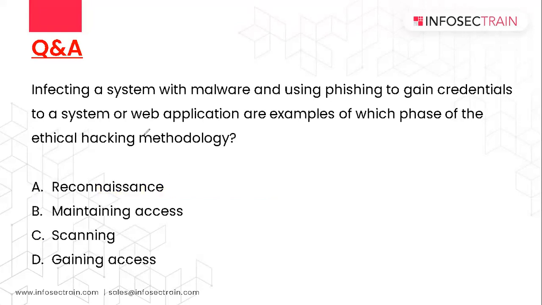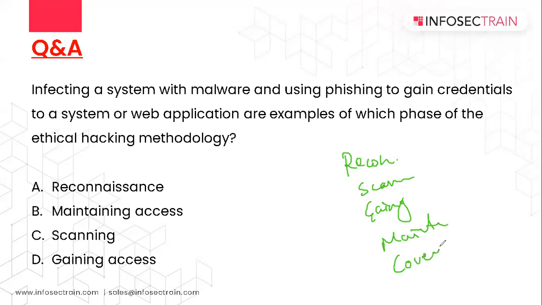So guys, the question is saying that infecting a system with malware and using phishing to gain credentials to a system or web application are examples of which phase of the ethical hacking methodology, right? So when we are talking about the ethical hacking methodology, we have on the top your reconnaissance, which is also known as footprinting. Then we have your scanning, then your gaining access. After gaining access, we have maintaining access, and then covering the tracks.